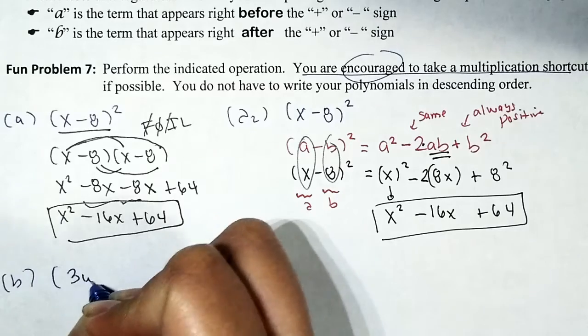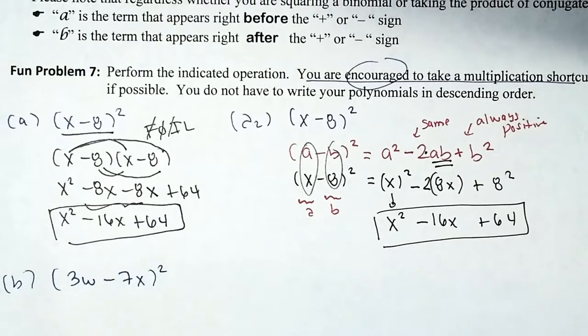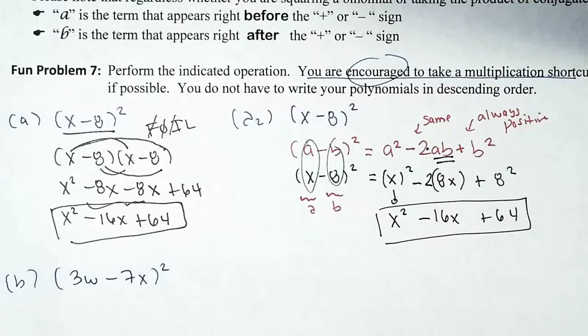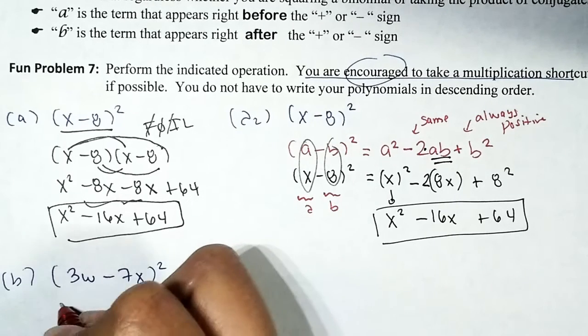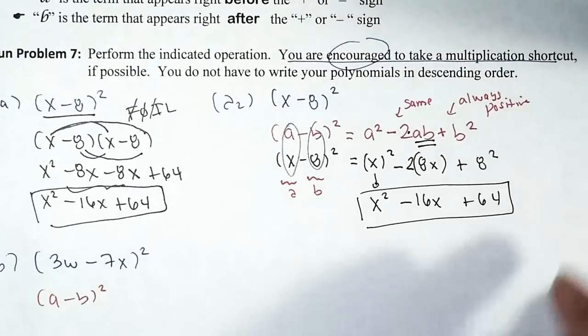Problem B. We have the square of 3w minus 7x. Okay, so let's do this. We're going to take a multiplication shortcut. Let's go ahead and write down the formula. So if this is our question, square of a minus b, then this is going to be our answer.